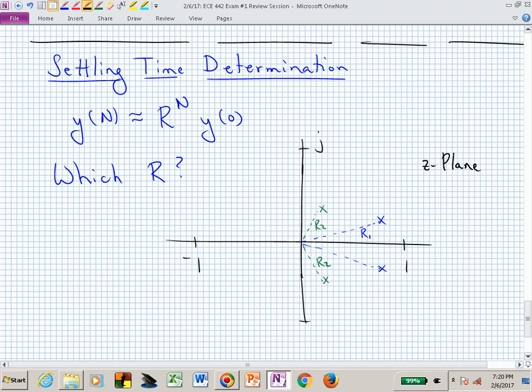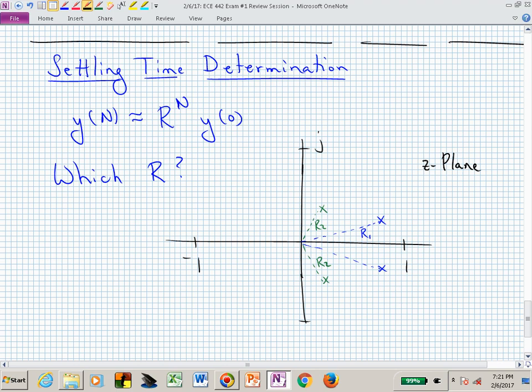The poles have to be stable, don't they? They have to be inside the unit circle. If you don't have a stable system, you can't settle. You're not going to be talking about a settling time. Is that clear? Now, if you have multiple poles floating around, how do you determine the R?